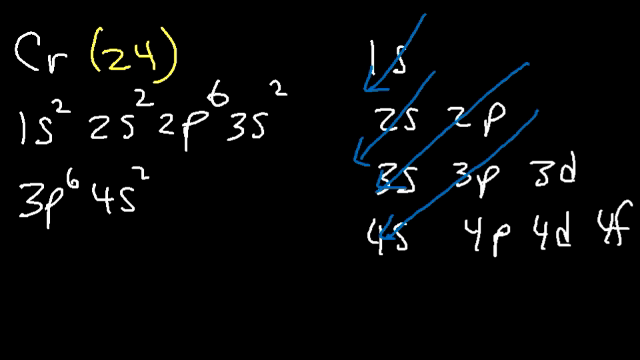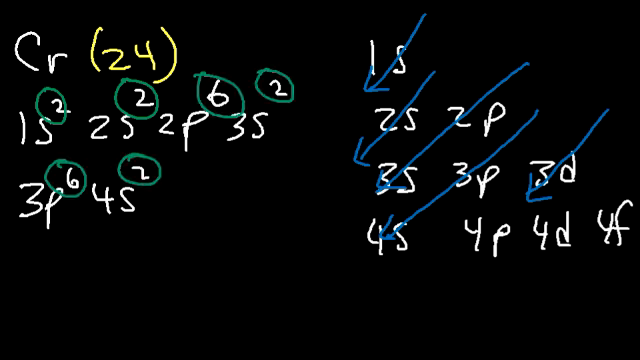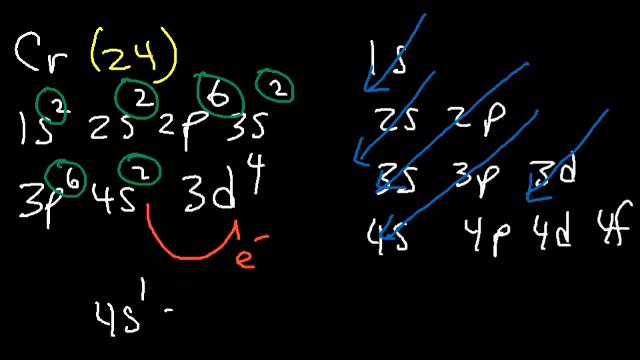Now after the 4s sublevel, we have the 3d sublevel. But right now we have a total of 20. 2 plus 2 plus 6 is 10. 2 plus 6 plus 2 is 10, so we have 20. And we need 4 more. So naturally, we would expect that chromium should have an electron configuration of 4s2, 3d4. But it turns out that an electron from the 4s level is going to jump to the 3d sublevel. So it's going to be 4s1, 3d5. And let's understand why that happens.